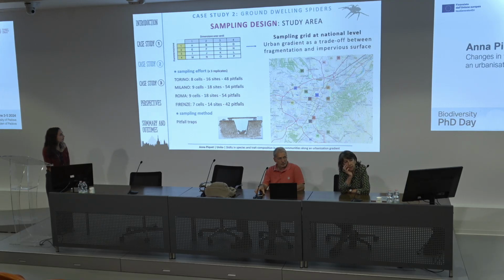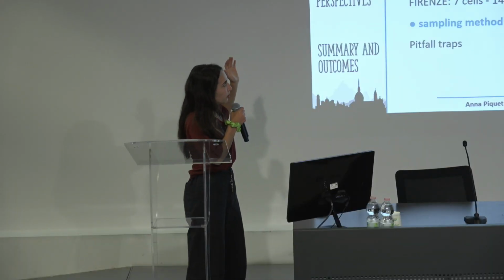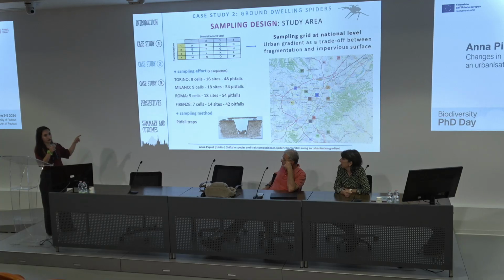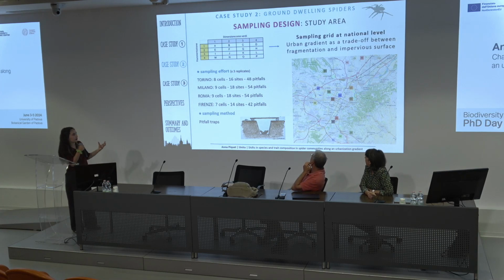Hi, Hannah. Thank you for your presentation and for your work. It's more a curiosity, let's say, but how do you choose the sampling sites inside the city? In this case, we had this national grid that is a trade-off between fragmentation and impervious surface, and it's the same grid that was applied in all the cities. So I went to the locations that the grid says. We took the diagonal of that grid. I went there and tried to identify some plots that were suitable to put the pitfall traps.